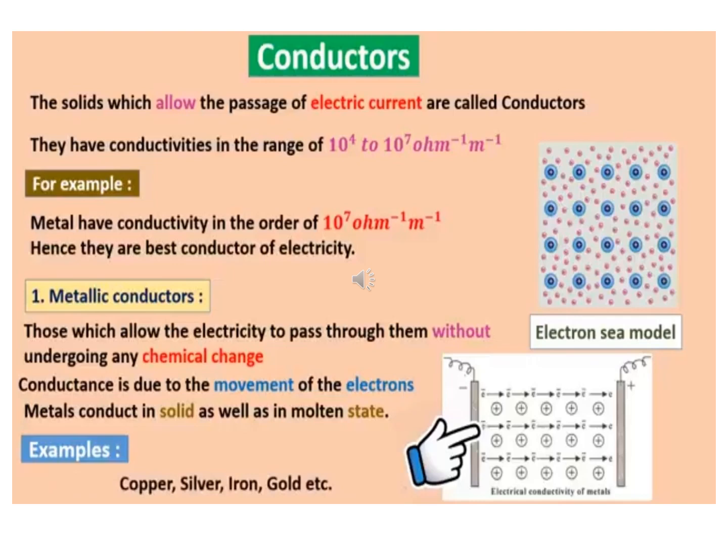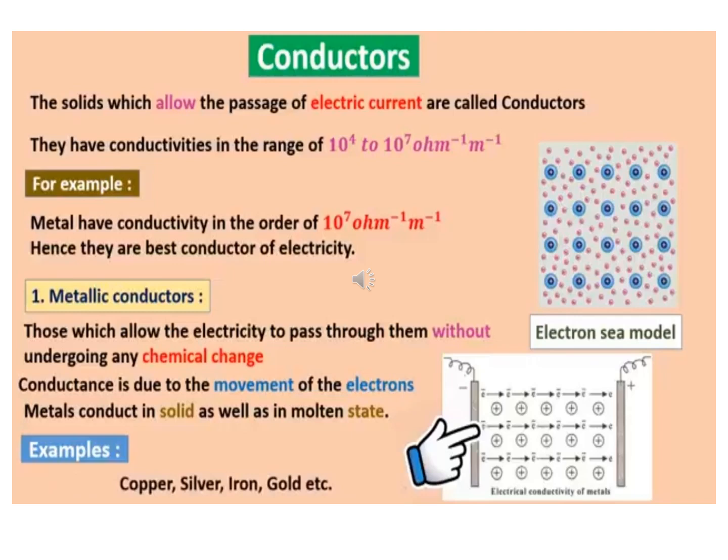And metals, mostly metals, have conductivity in the range of 10 raised to power 7 per ohm per meter. Metals are the best conductors of electricity. So if we want to take examples of conductors, then metals are the best conductors for electricity. Examples of metal conductors are copper, silver, iron, etc.